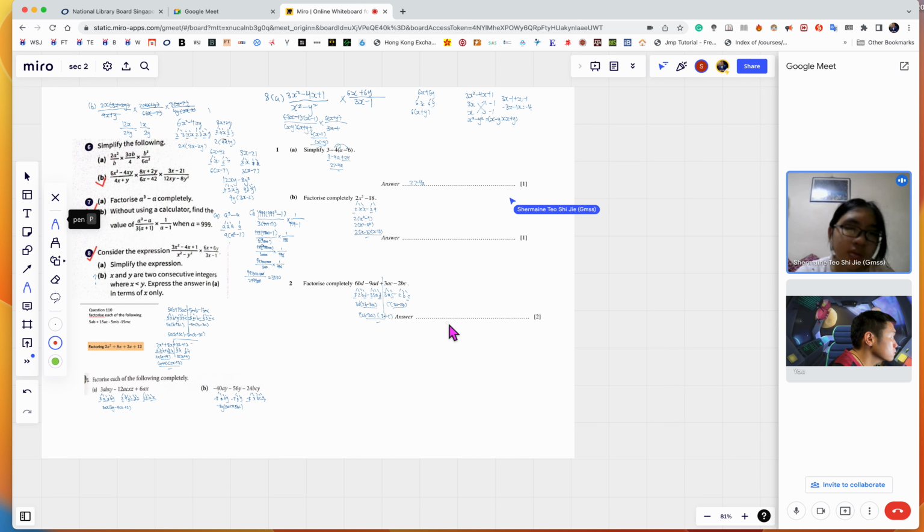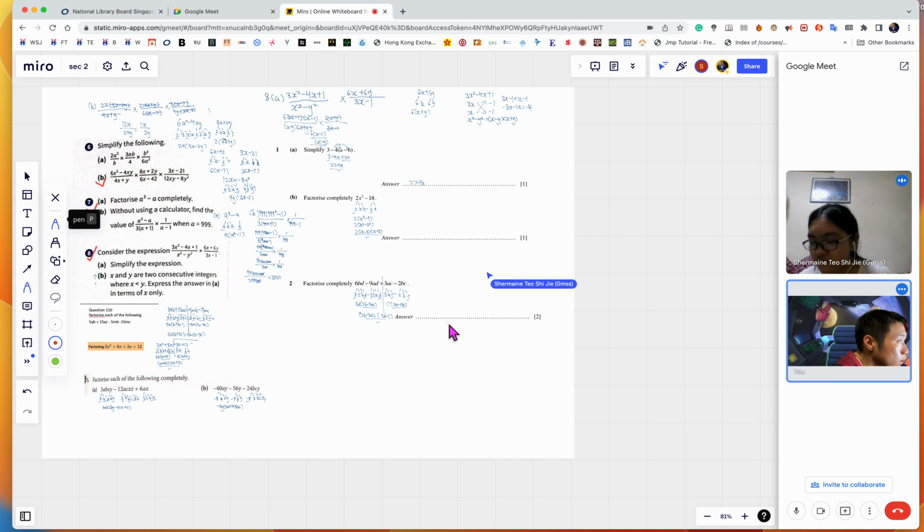Uh, 7 maybe, I don't know. Question 7. Okay, question 7. Factorize this. You're talking about this one, right? Yeah. Okay, good. So you want to go through this. Okay, factorize a cube minus a completely.